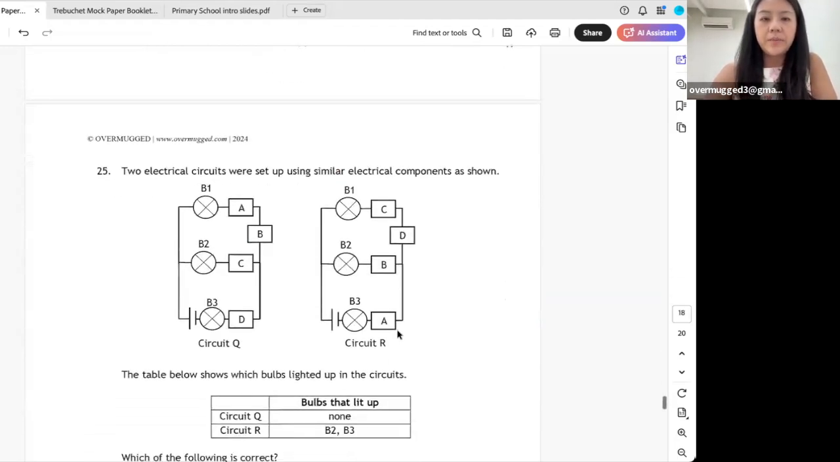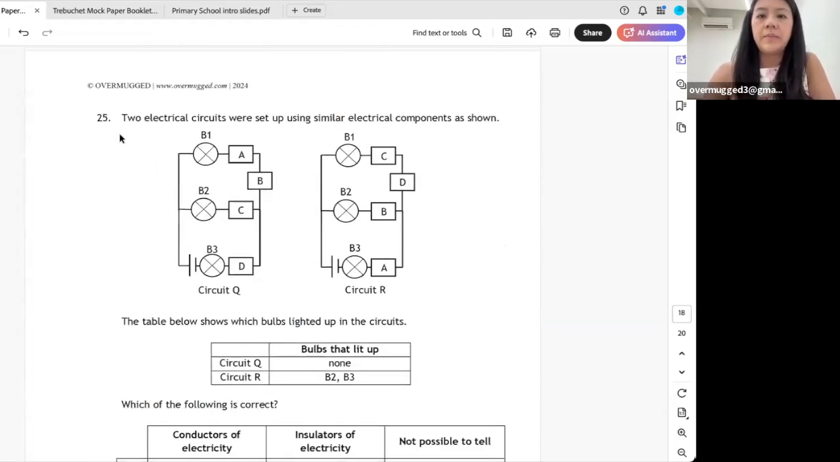This is an electricity question. So two electrical circuits were set up using similar electrical components as shown. We've got all this A, B, C, D here put in different positions for circuit Q and circuit R. The table below shows which bulbs lighted up in the circuit, okay? So you realize that in circuit Q, no bulbs have lighted up. Why? It must be because this D is an insulator. So it's always good to label what you already know in the diagram so you can eliminate the other options, all right? Now, at this point in circuit Q, we actually don't know whether C, B, and A are insulator or conductor until we continue with more tests, okay?